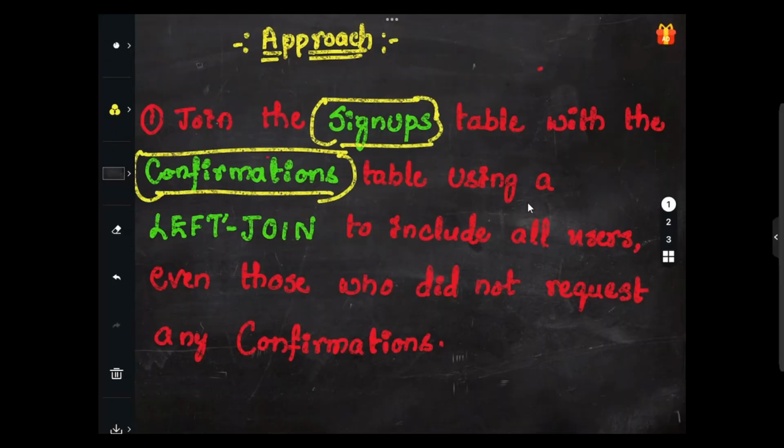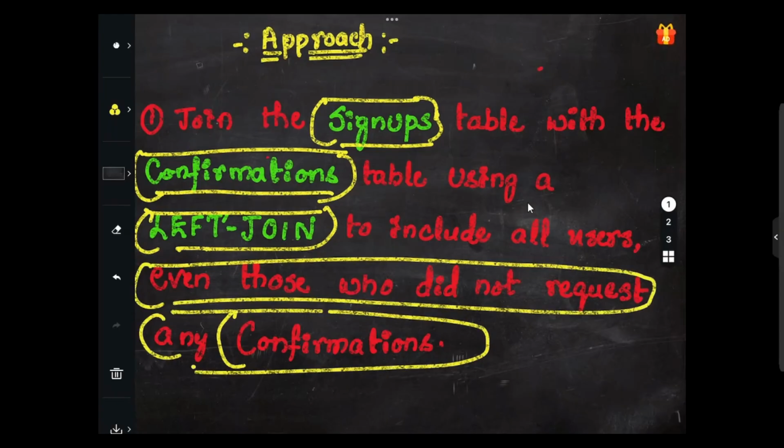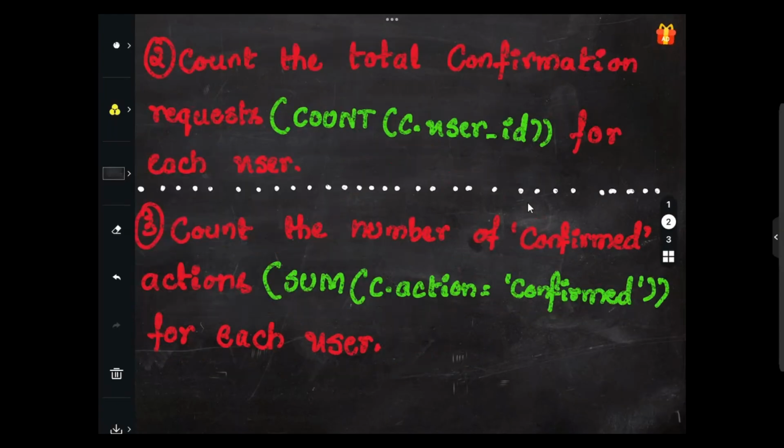Why will we be doing this using a left join, right? Because we have to include all users, even those who did not request any confirmation. That is the reason we are going with the left join here. So we will be joining the signups table with the confirmations table using a left join. Just keep this in mind. This is important.